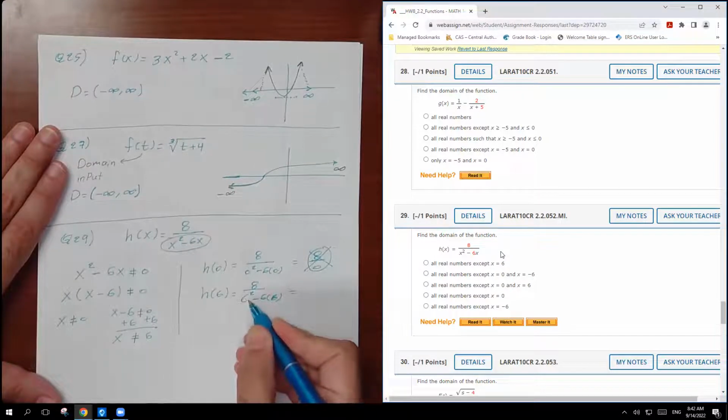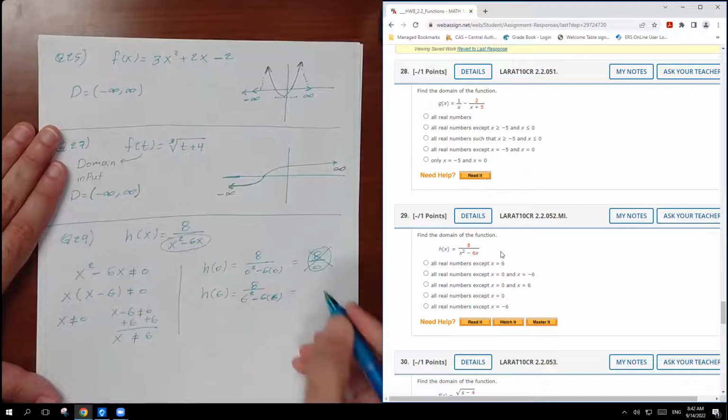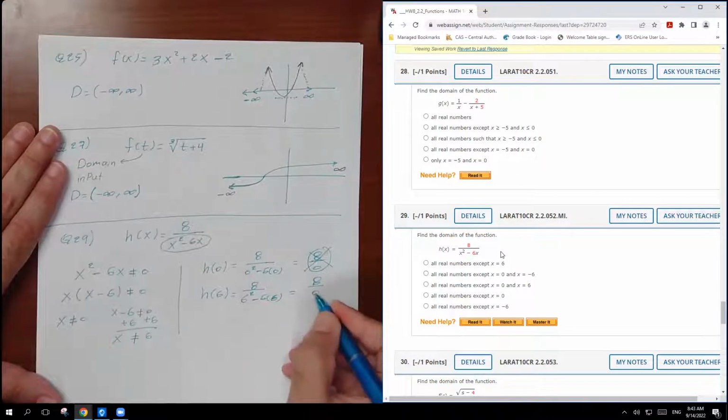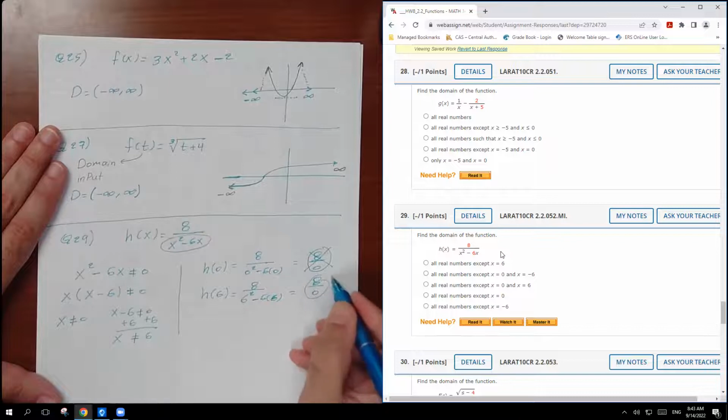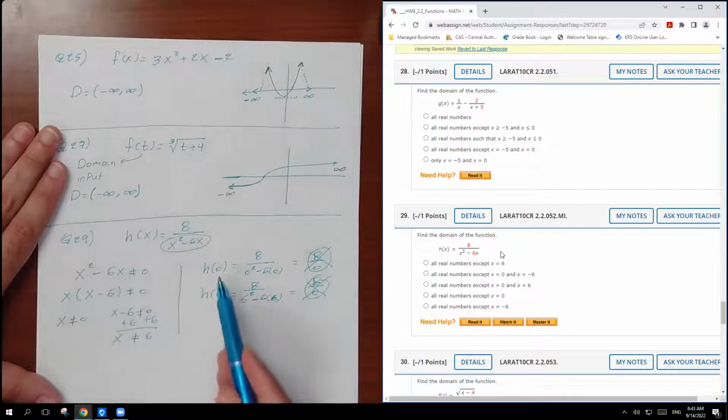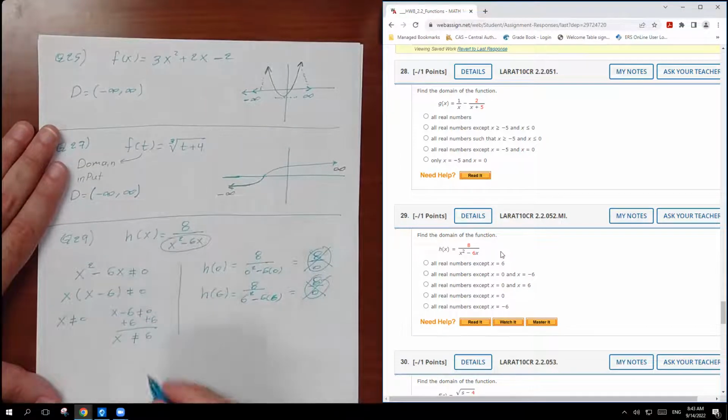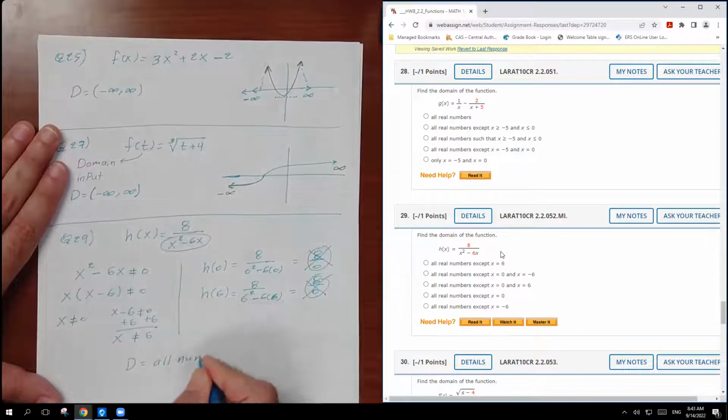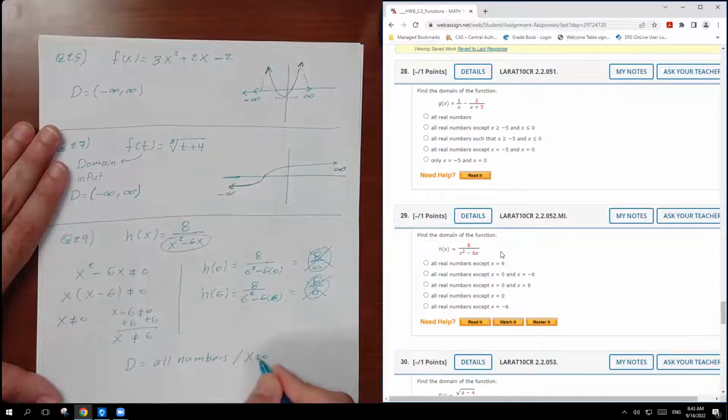6 squared is 36. 6 times 6, 36. So it's going to be 8 over 0, which is also undefined. That's why we can't choose 0. We can't choose 6. That means the domain is going to be all numbers except x equals 0 and x not equal to 6.